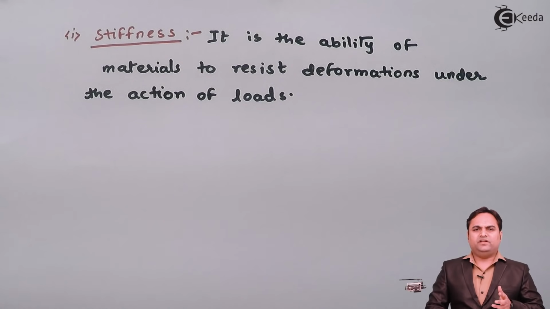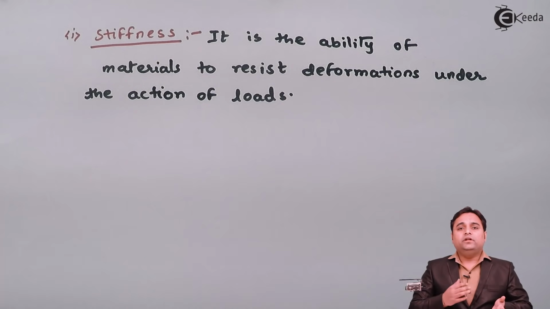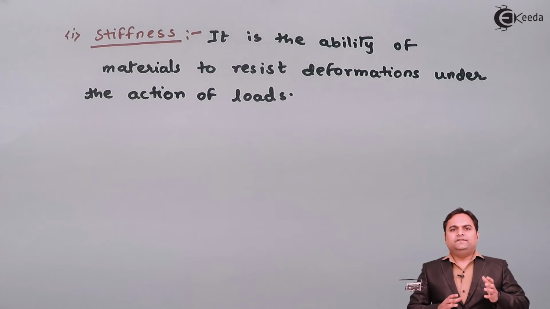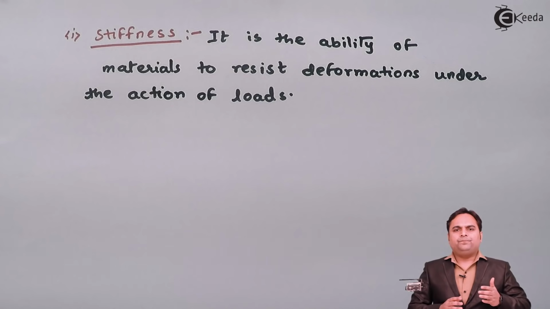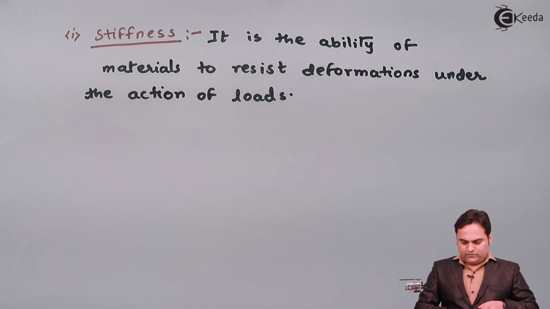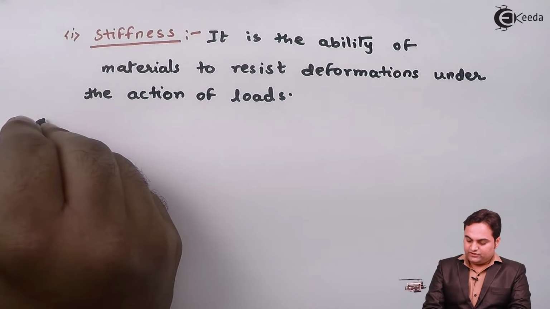For example, if the load is 10 Newton, then the deflection is around 1 mm. If it is 20 Newton, then the deflection becomes 10 mm. So it should not be like this. The deformation should be slow. That is the meaning of stiffness. You go on increasing the load value, but the deflection is less. So here I have written about stiffness, and next its unit.